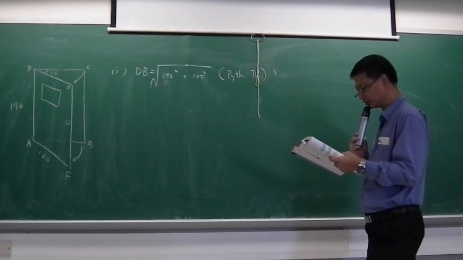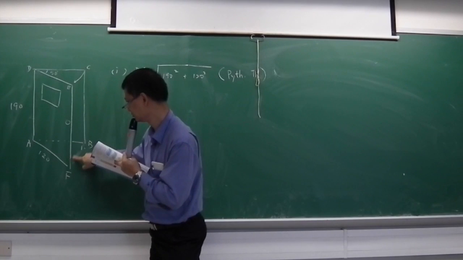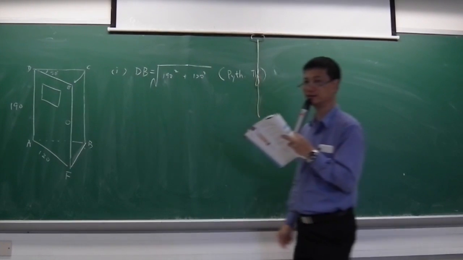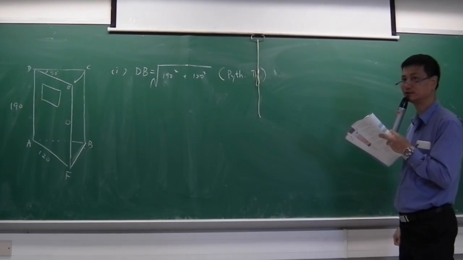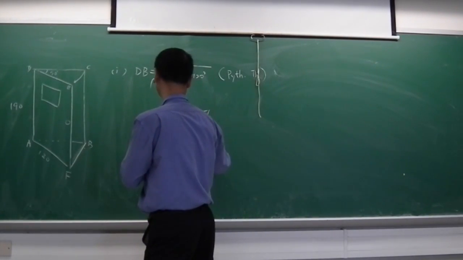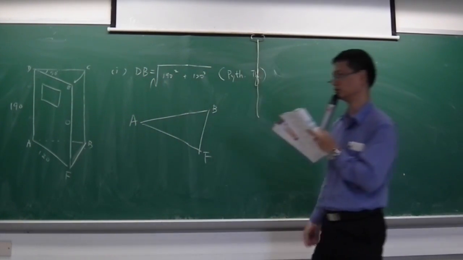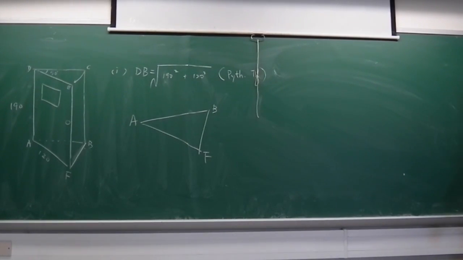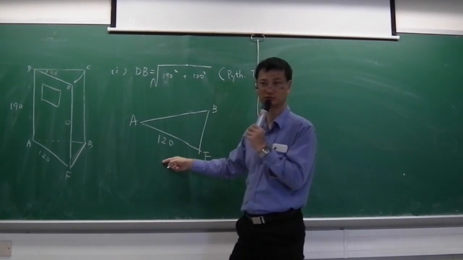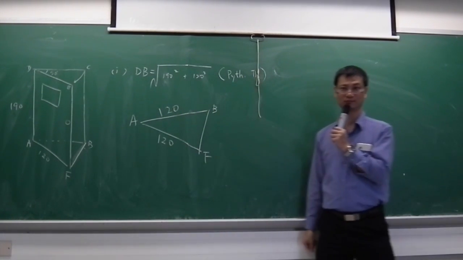Now, part B, the distance between B and F. The distance between B and F, that is that distance. Now, how to do it? We just draw triangle A, B, F. We just single out this triangle. AF is the door, 120, no problem. And this side also 120. Is it okay?